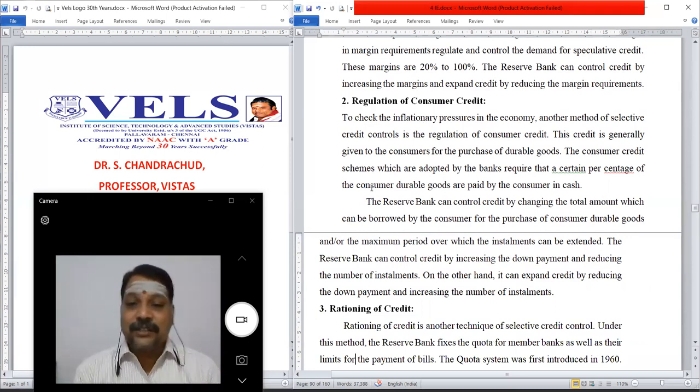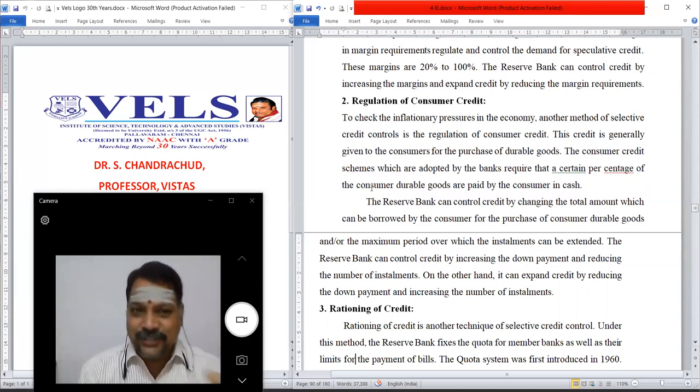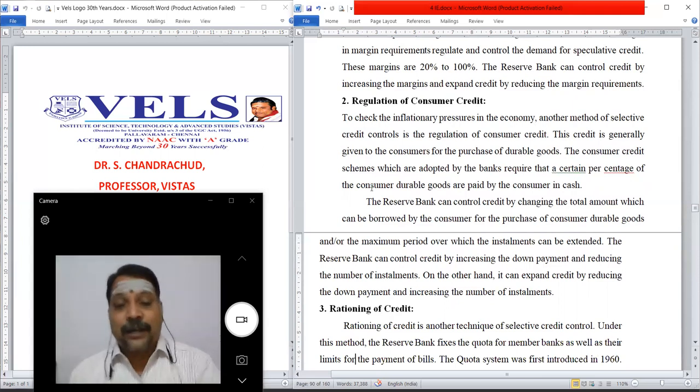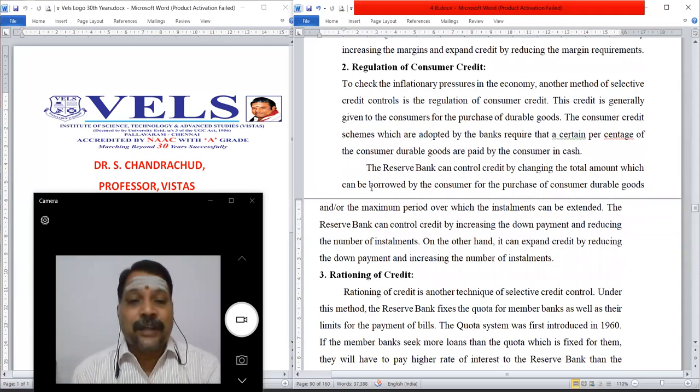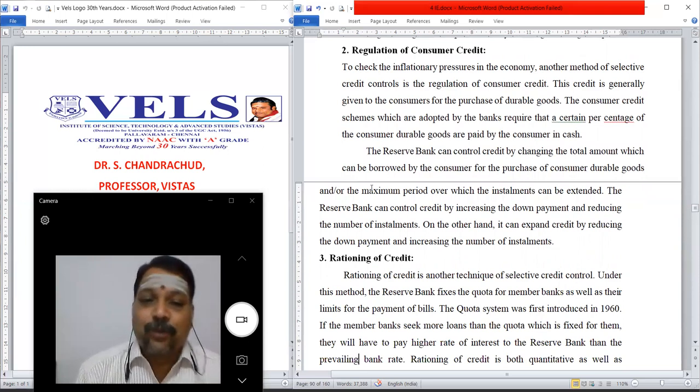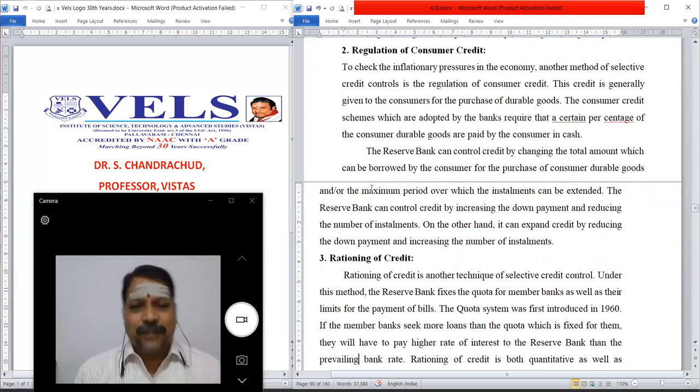The consumer credit schemes adopted by banks require a certain percentage of the consumer durable goods price to be paid by the consumer in cash. They have to pay some percentage in cash, and the rest will be given by the bank as credit. The Reserve Bank can control the credit by changing the total amount which can be borrowed by the consumer for the purchase of consumer durable goods, and the maximum period over which the installments can be extended.